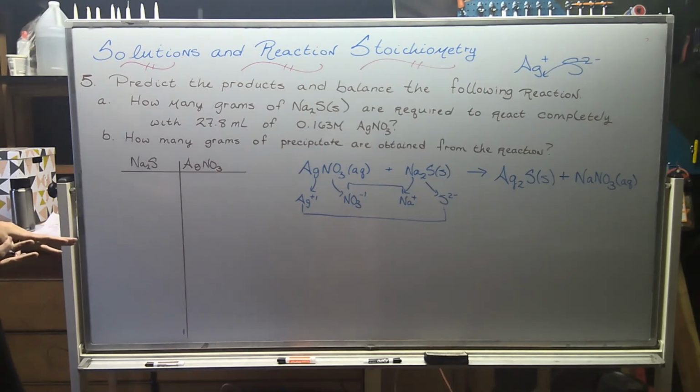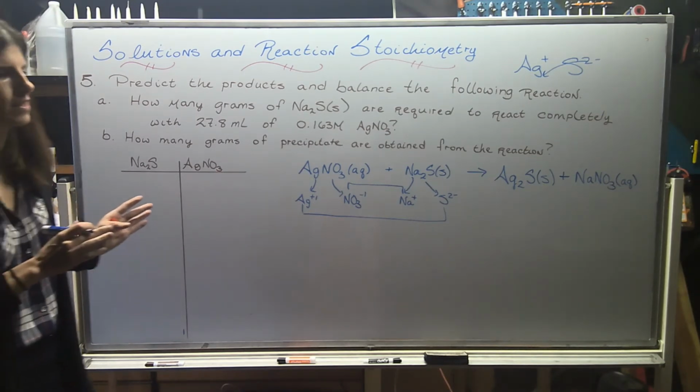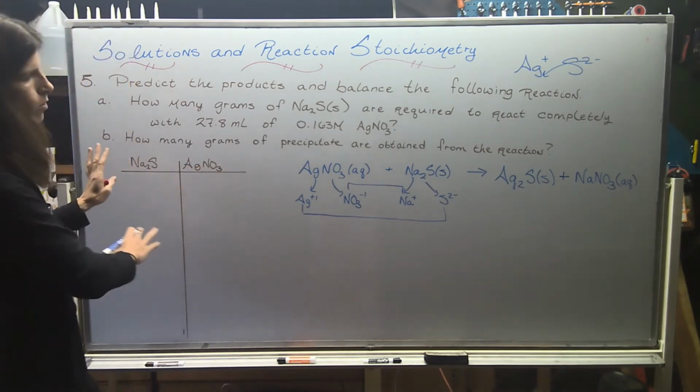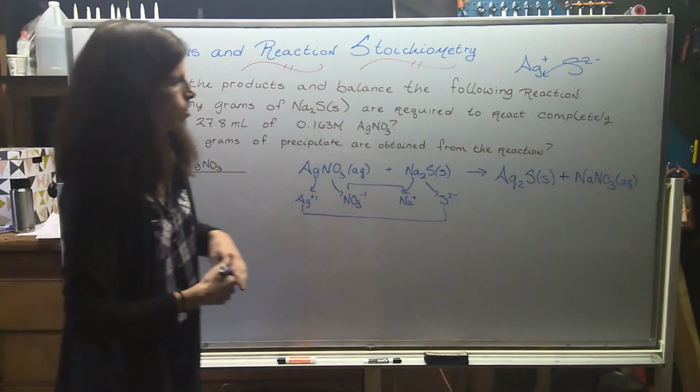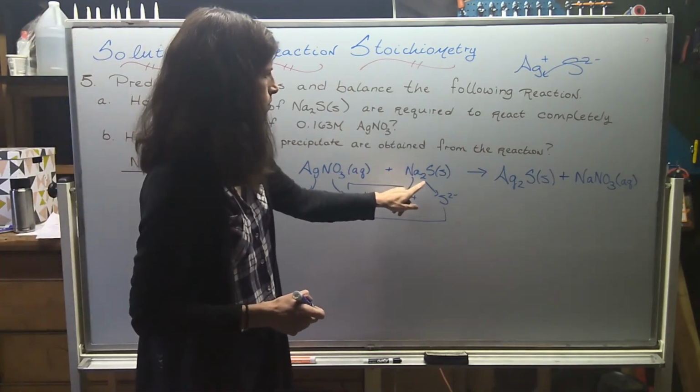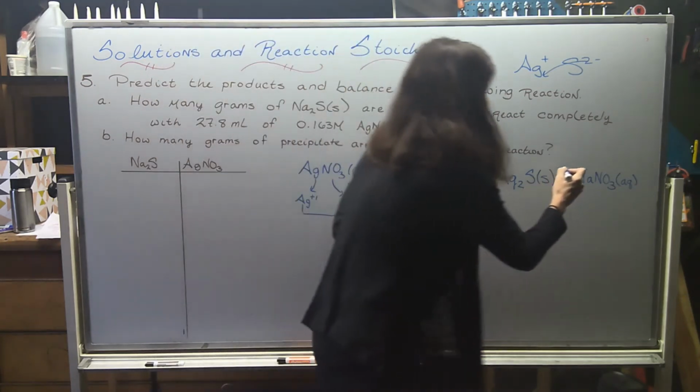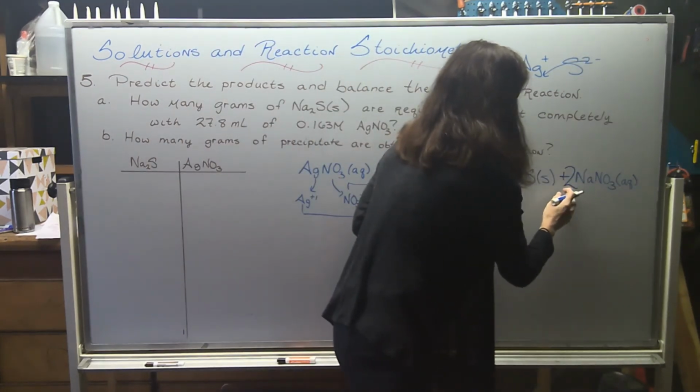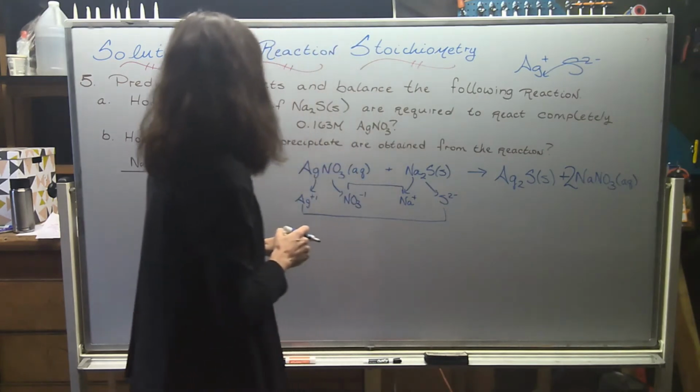So it's looking good so far. I need to remember to balance this because that's going to enable me to figure out everything else. So I have 2 sodiums here. So I'm going to put a 2 here. That gives me 2 nitrates.